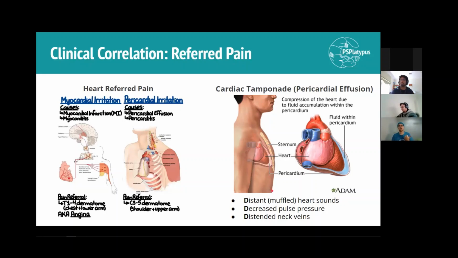So the three things you really want to just keep in mind for the effects of this is, number one, you're going to have distant or muffled heart sounds. And that makes sense because there's a bunch of fluid building up. So if you're trying to auscultate and hear the heart sounds, the fluid's going to get in the way and you're not going to be able to hear it well. So it's going to sound muffled.